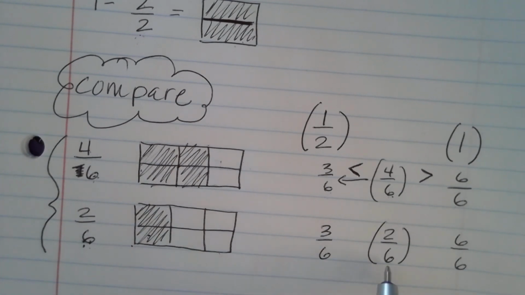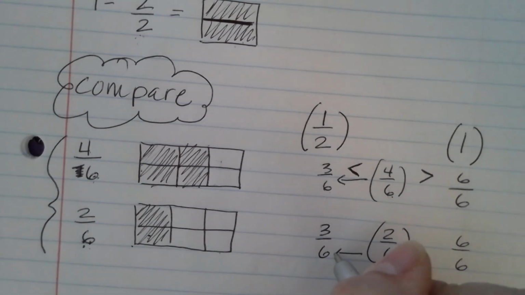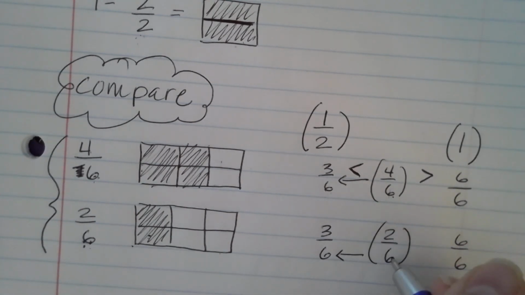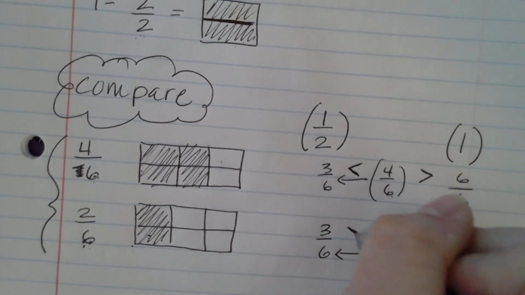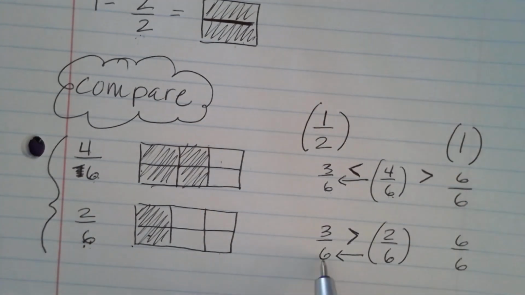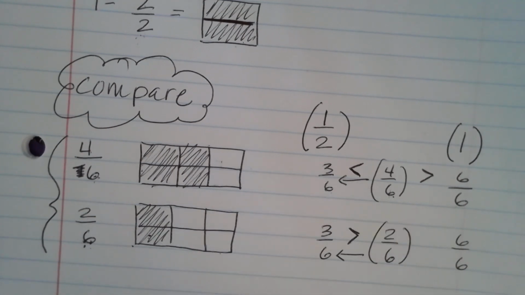If I'm looking at 2/6, is it closer to 3/6 or 6/6? It's closer to the half. Is 2/6 less than or greater than 3/6? It's less. Remember, you can picture 6 pieces. This one only has 2, but this one has 3, which is half. So 2 over 6 is less than half, but 4 over 6 is bigger than half.